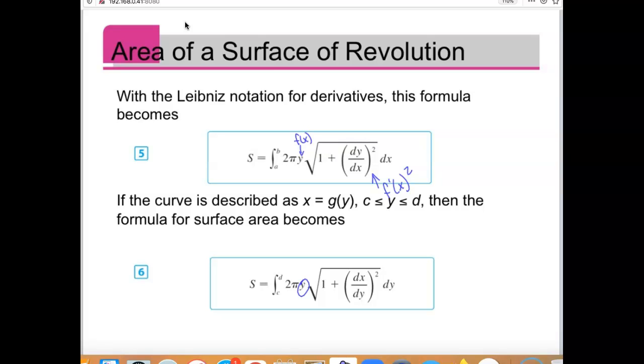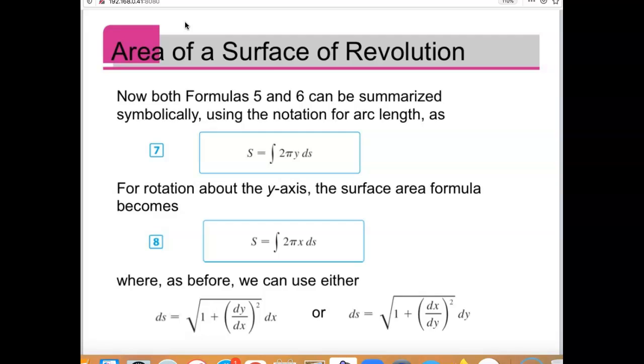Now, I want to make note, these are both only for rotation about the x-axis. Okay? Both of these are only for rotation about the x-axis. If we rotate around the y-axis, we need to use this formula.